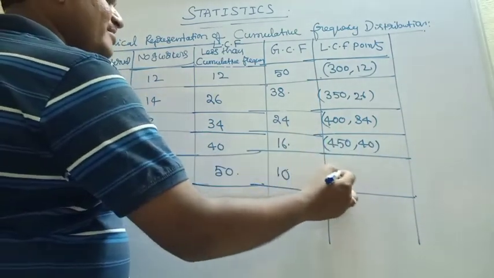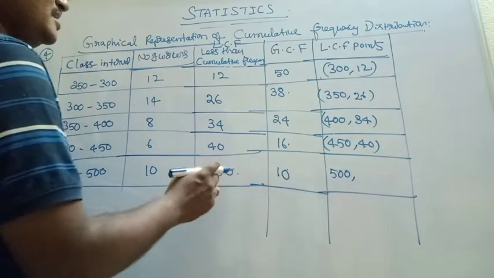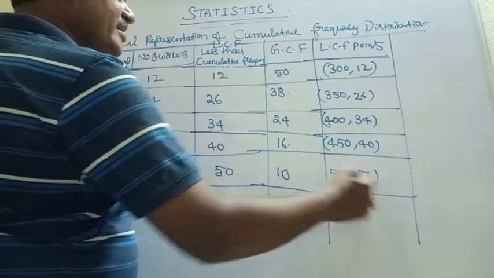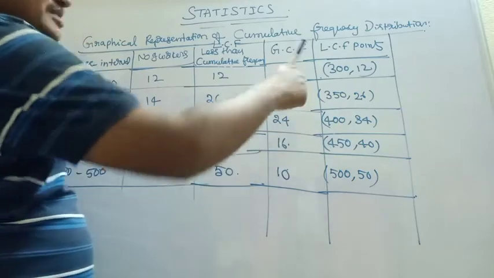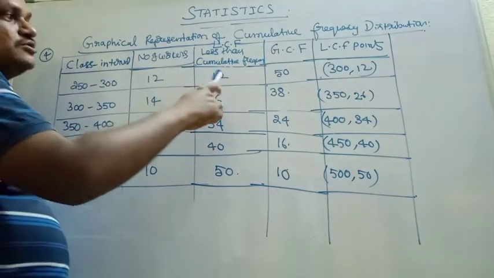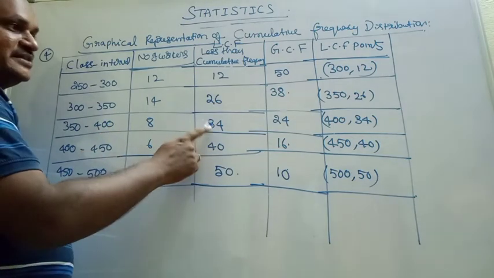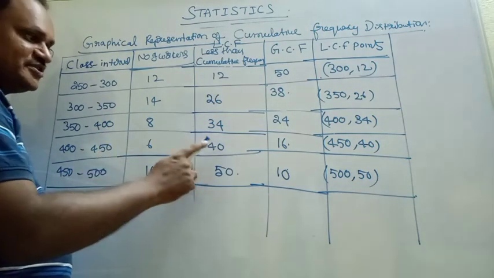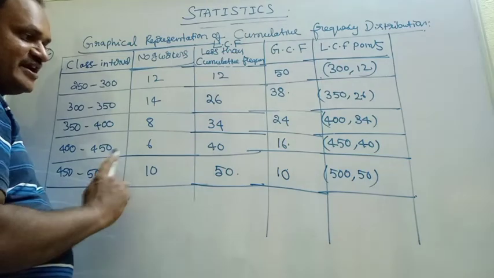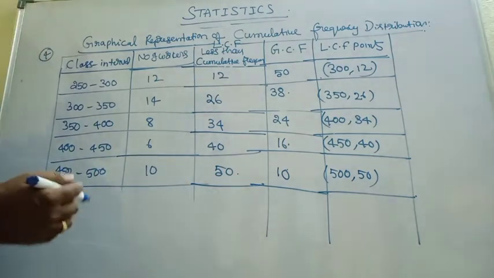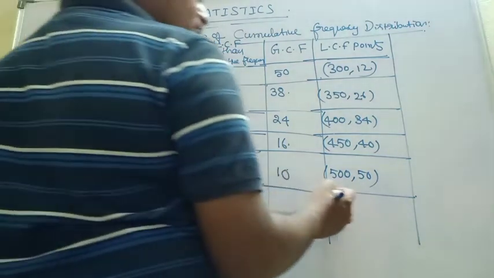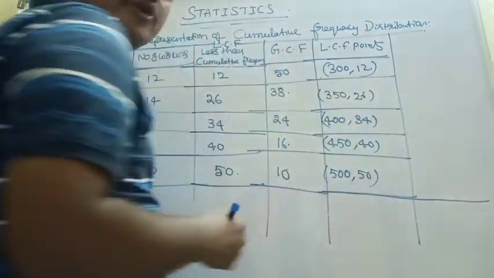Next 500 comma 50. These are the LCF points. This indicates the upper boundary: less than 300 there are 12 students, less than 350 there are 26 students, less than 400 there are 34 students, less than 450 there are 40 students, less than 500 there are 50 students. These are the LCF points. Now using only these we are going to draw the ogives.